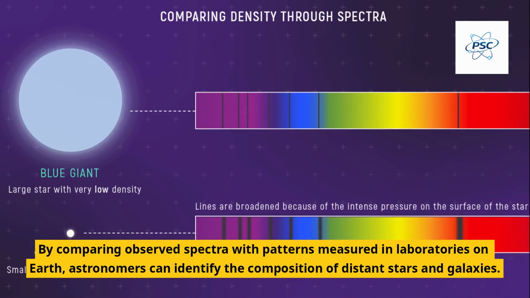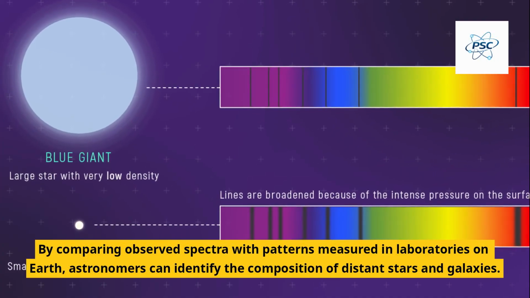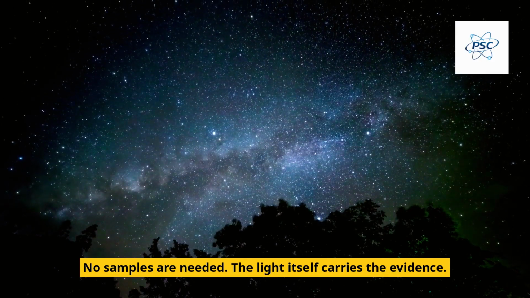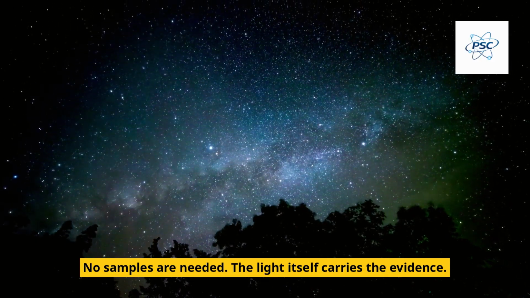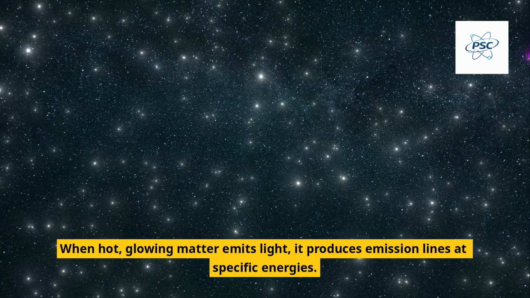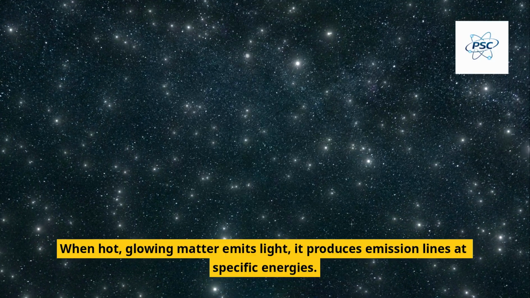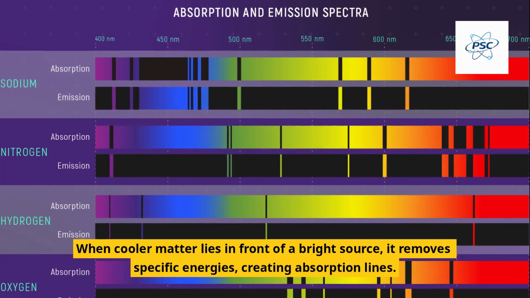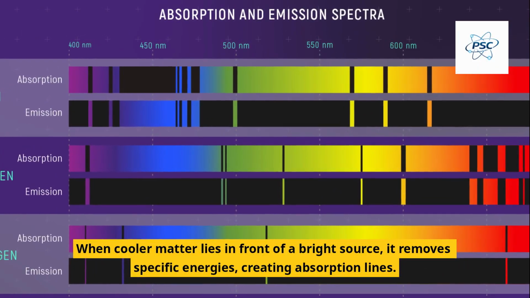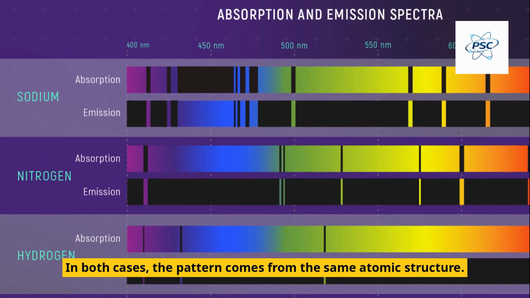By comparing observed spectra with patterns measured in laboratories on Earth, astronomers can identify the composition of distant stars and galaxies. No samples are needed. The light itself carries the evidence. Matter can leave its signature on light in two main ways. When hot, glowing matter emits light, it produces emission lines at specific energies. When cooler matter lies in front of a bright source, it removes specific energies, creating absorption lines. In both cases, the pattern comes from the same atomic structure.